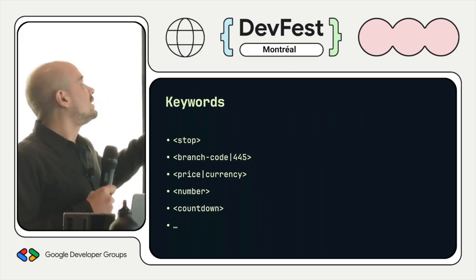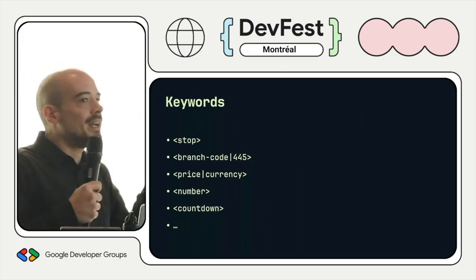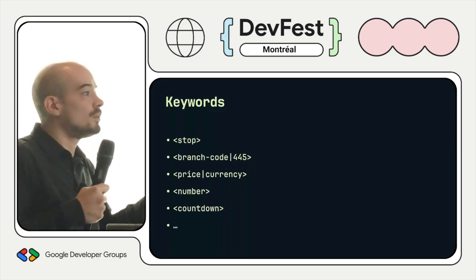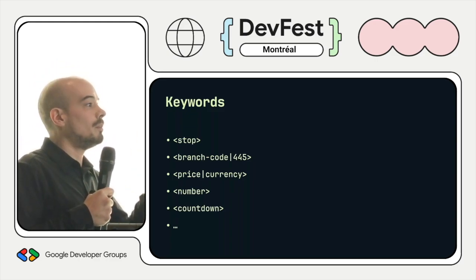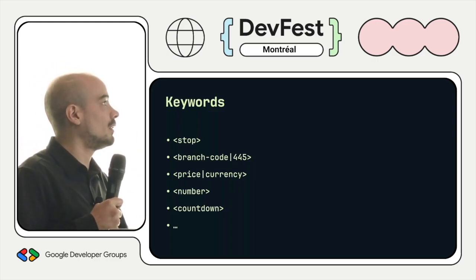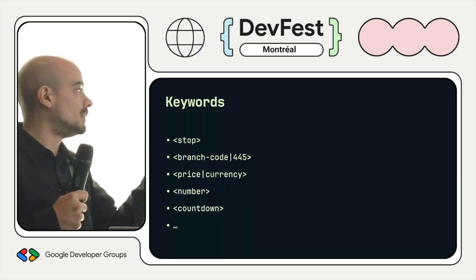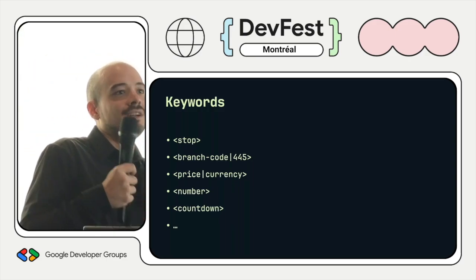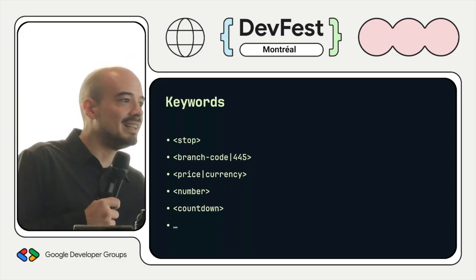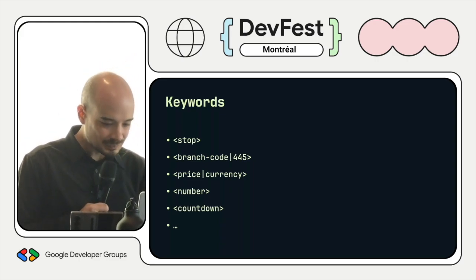So for example, what kind of keywords could we use? We could pretty much put anything we want. If we have a banking app, it could be about currency, or if we have something like a transportation app, then it could be a stop, branch codes, numbers. It could be even stuff like a countdown, so that we can display a countdown inline that animates over time.